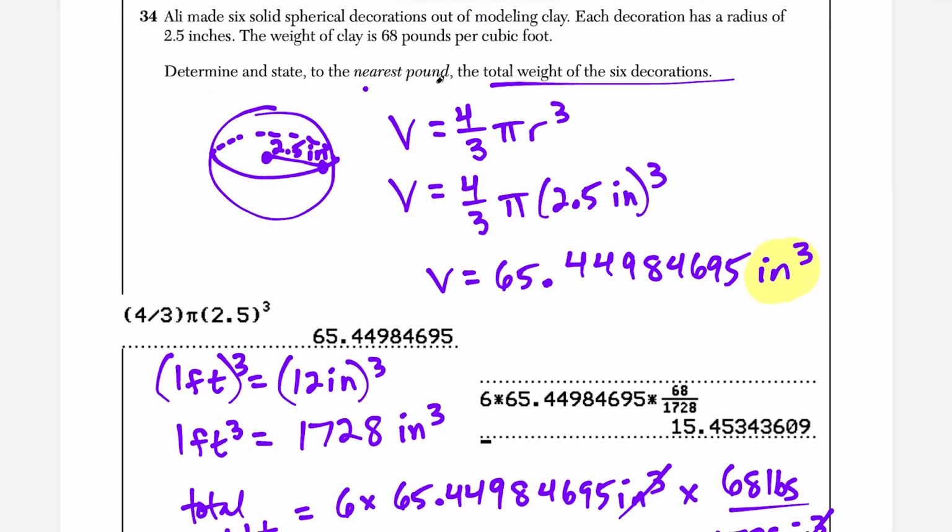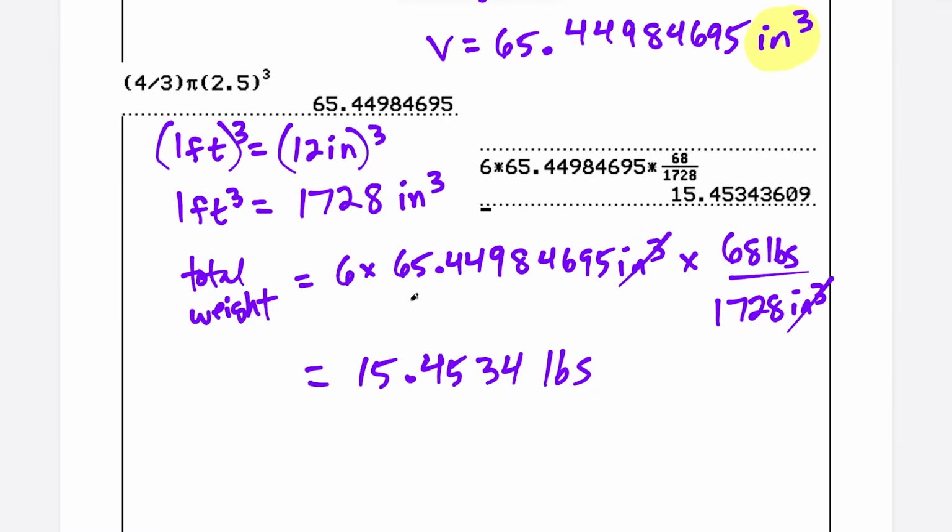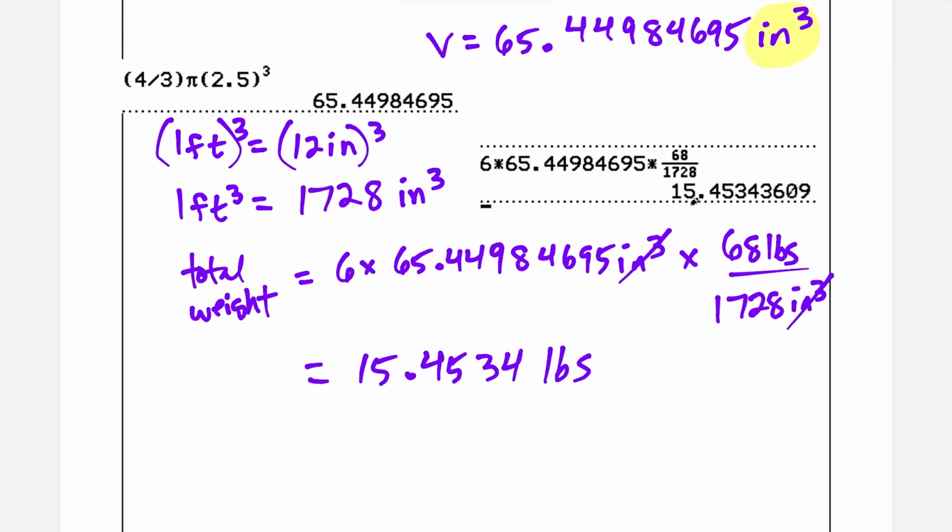So we're rounding to the nearest whole number. We go back to this work over here. We look at the 5 in the ones place. To the right is a 4. We are rounding down to 15 pounds. So here is our solution.